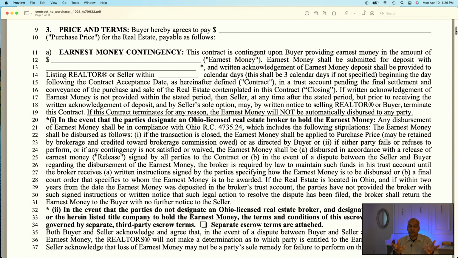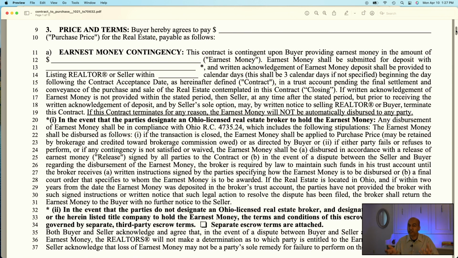In addition to the price and terms, you also put in the earnest money. Now, earnest money is not a legal requirement, but it is a customary requirement. So in most situations, sellers are going to be expecting earnest money. So once the contract is accepted, the buyer is going to write a check either to the title company, which will hold it in their escrow account, or they can write it to one of the brokers who can hold it in their escrow account, and that money is held until closing.